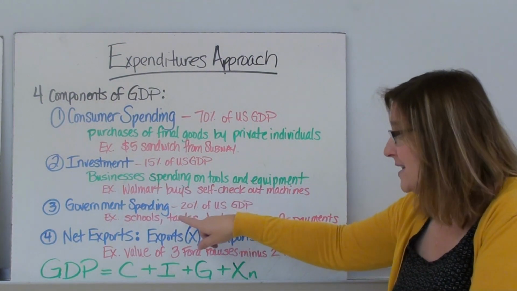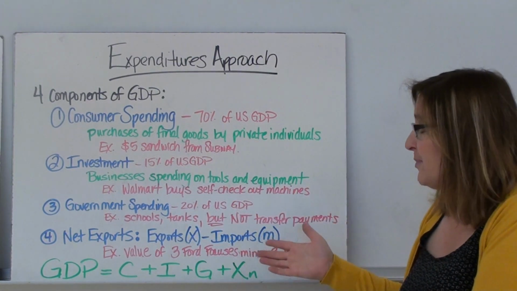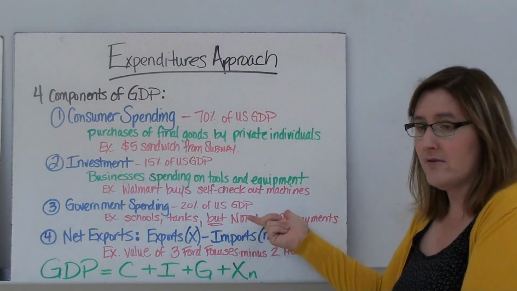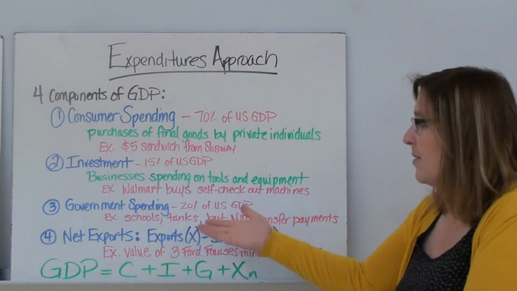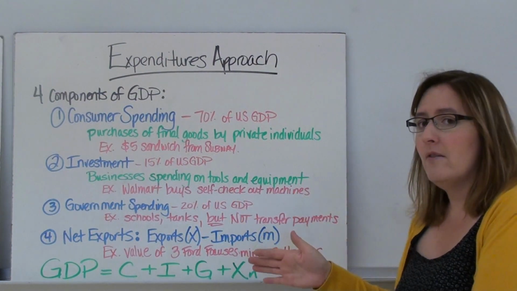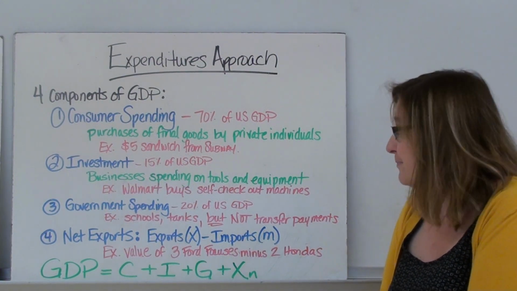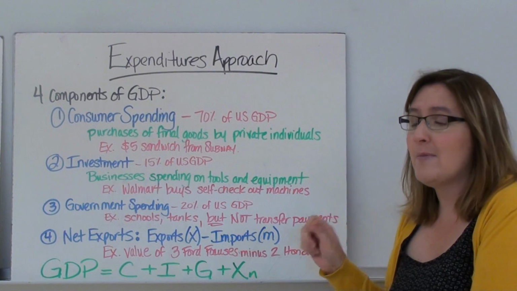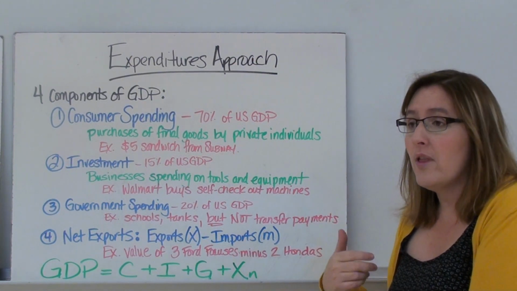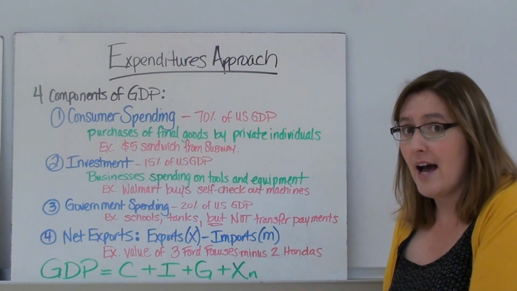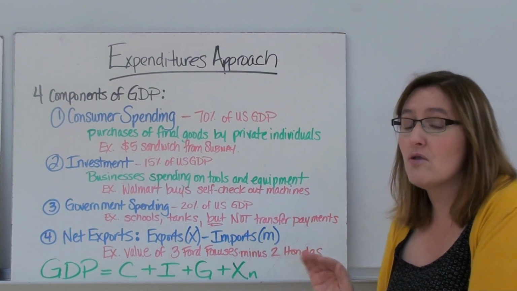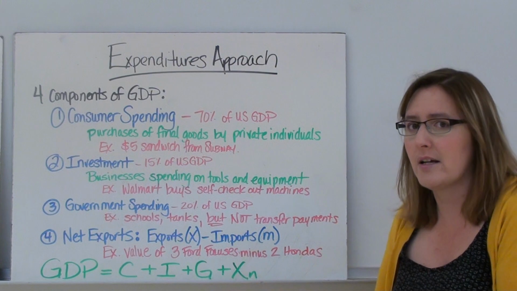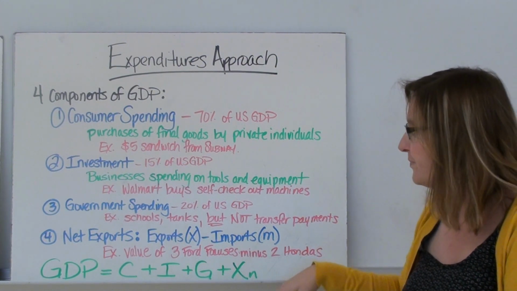And then there's government spending, whatever the government is building and spending money on, that makes up about 20% of GDP. When they build a school or they buy a tank, all of that counts. It does not include transfer payments. So when they spend money on Social Security or they give money for welfare checks and things like that, nothing's being produced, so that doesn't count into GDP. It's just government spending on products, things that have been produced.